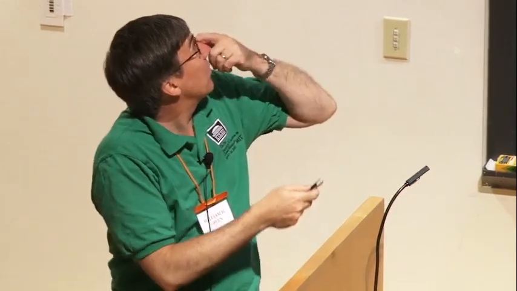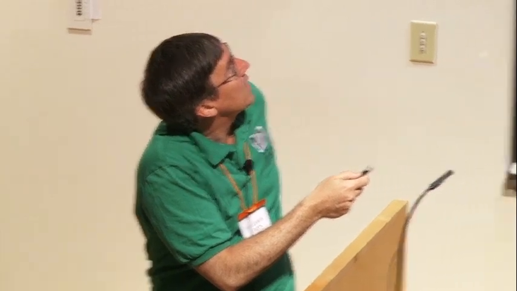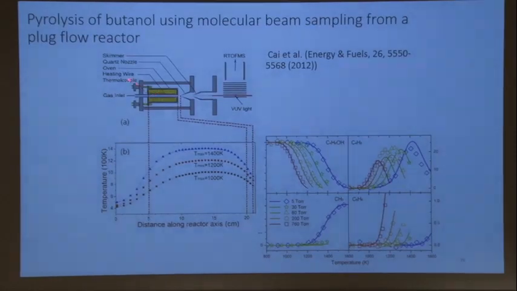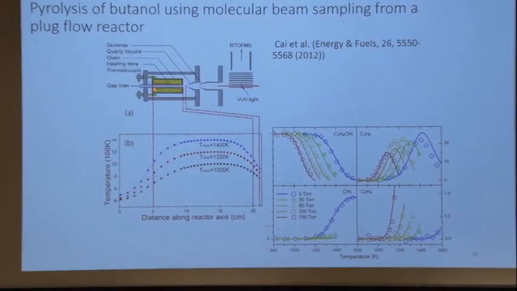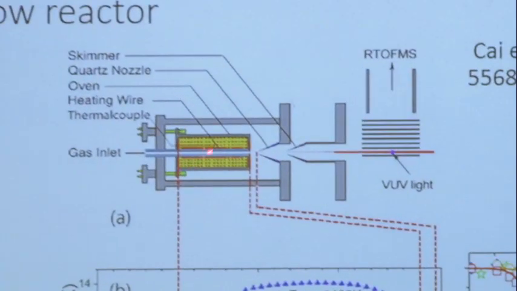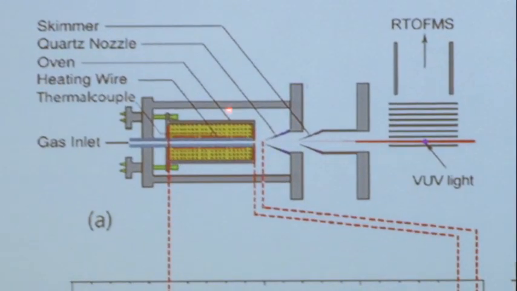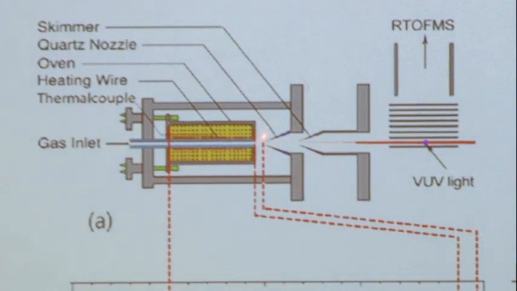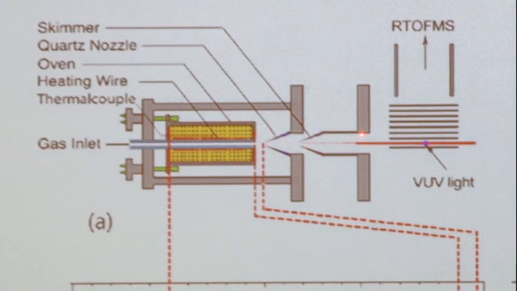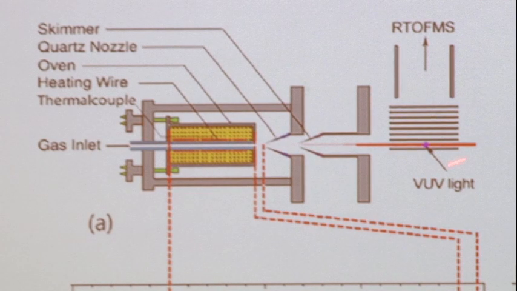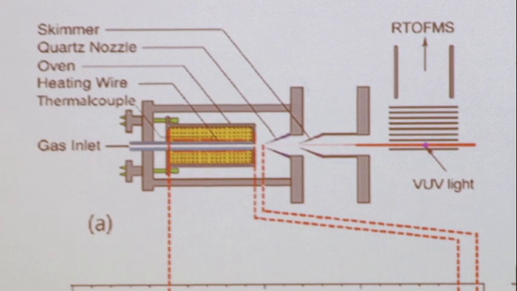Here's another flow reactor. This is one that one of my current postdocs did. He fed in gas, it was butanol, an alternative fuel, and he cooked it in a furnace as it flowed down here. Then the gas came out of the furnace. Most of the gas went back this way, but a little bit went through a little pinhole and another little skimmer and into a high vacuum region where he shined it with vacuum ultraviolet light from a synchrotron and measured the mass spectrum. And so this is a way to know what mass products he made from pyrolysis of butanol.